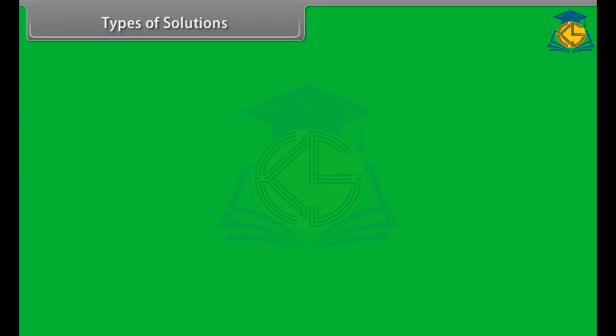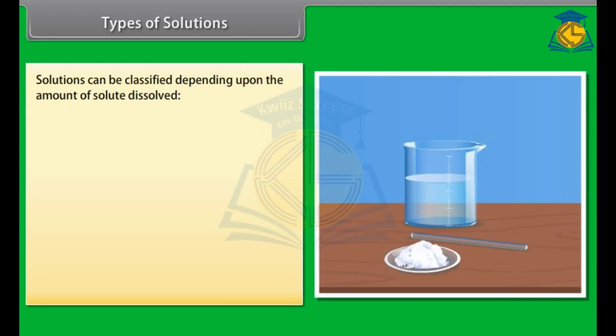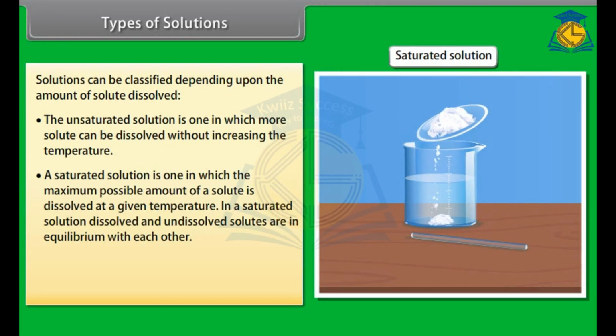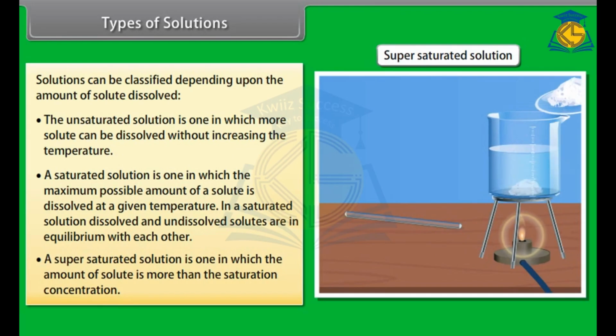Types of solutions. Solutions can be classified depending upon the amount of solute dissolved. The unsaturated solution is one in which more solute can be dissolved without increasing the temperature. A saturated solution is one in which the maximum possible amount of a solute is dissolved at a given temperature. In a saturated solution, dissolved and undissolved solutes are in equilibrium with each other. A supersaturated solution is one in which the amount of solute is more than the saturation concentration.